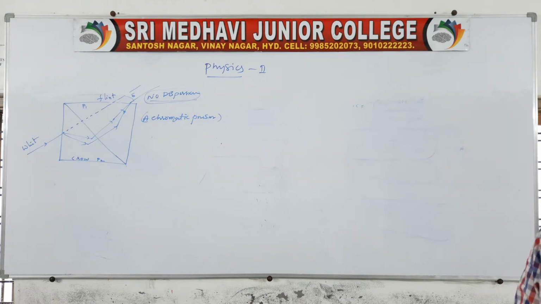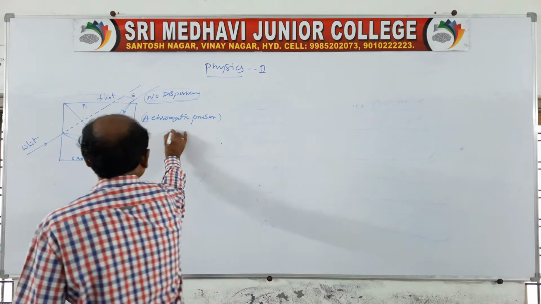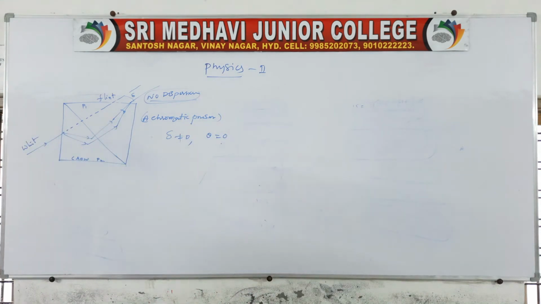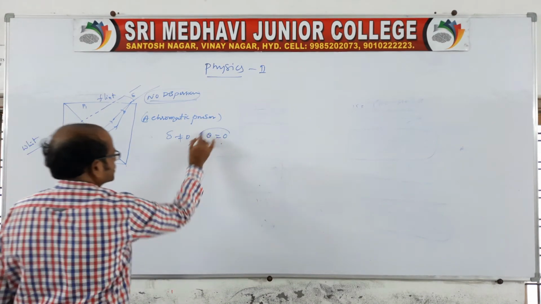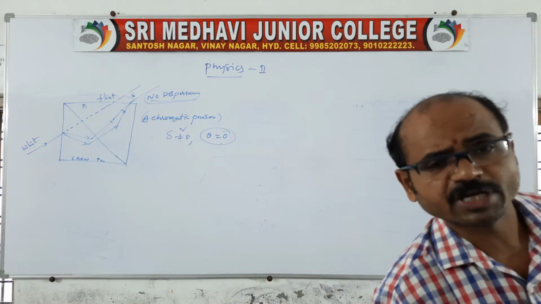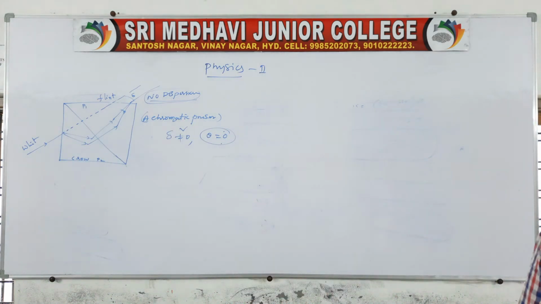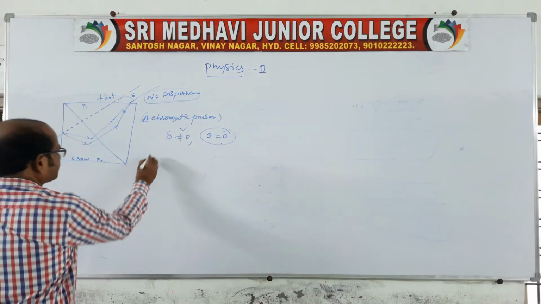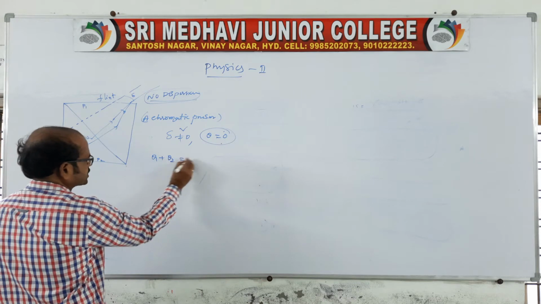In this case, delta is not equal to 0, but theta is equal to 0, because there is no dispersion, but there is a deviation. So this type we can call achromatic. We can also take it like this: theta 1 plus theta 2 is equal to 0.